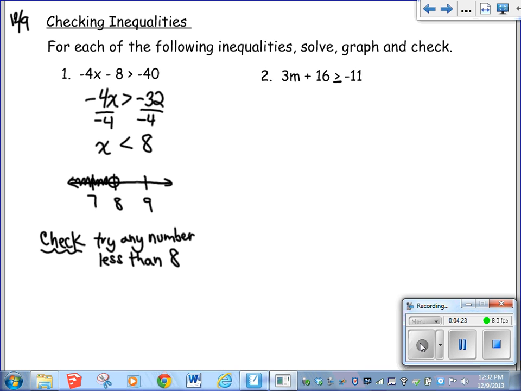Okay, so I recommend you try 0 if you can, because it's easiest. So that's what we're going to try. Replace x with 0 to check it, because 0 should be part of the solution set.